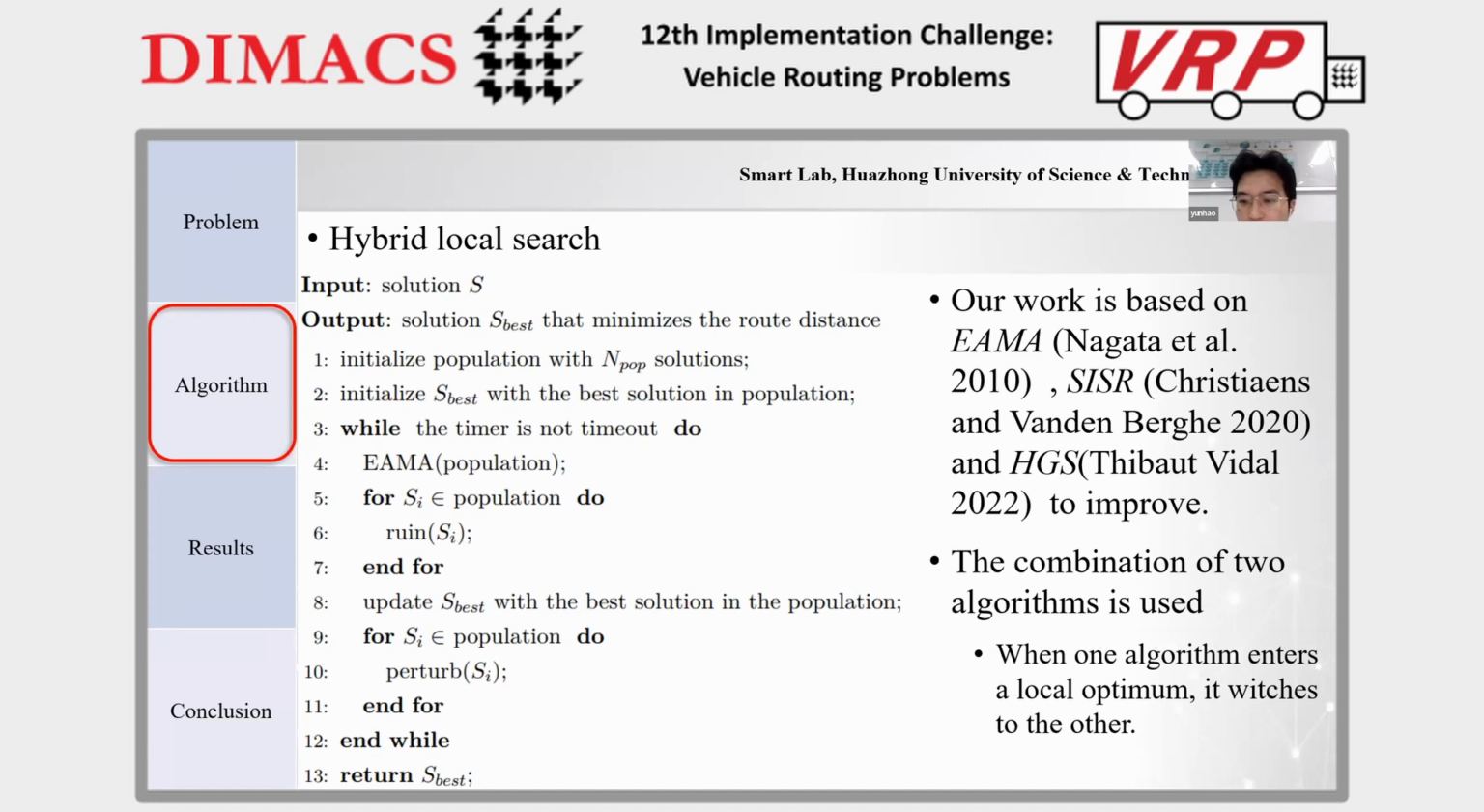In the join procedure, we add two kinds of methods to remove customers. Firstly, we remove an entire route from the solution, and then we remove customers with overlapping sectors, which is used in HGS.